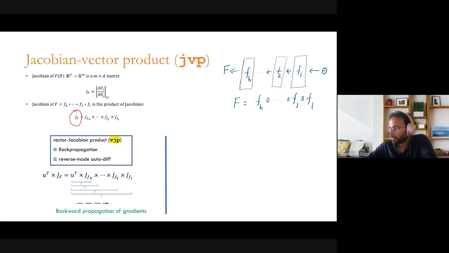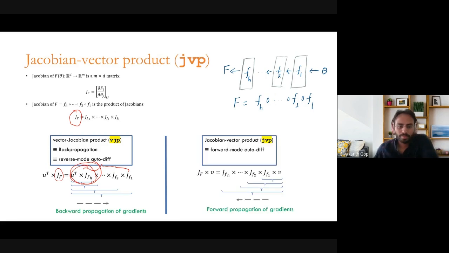Because JF is just the product of the individual component Jacobians, what you do is first multiply U transpose with the first one, remember it, then multiply with the second one, and so on. So at no point are you actually computing any Jacobians. You're just computing vector Jacobian products. And that's how it is more efficient than computing the entire Jacobian. This is the familiar backpropagation, also called reverse mode autodifferentiation.